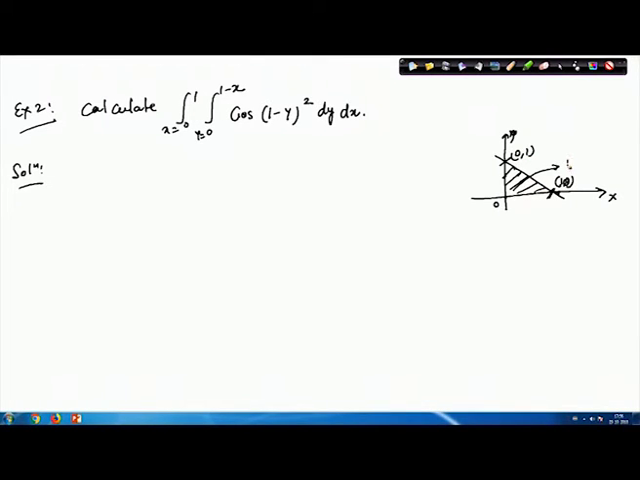So that's basically our given region of integration. I'm calling it E. This is my point A and this is my point B. So here just looking at this integral, let us write it as I.